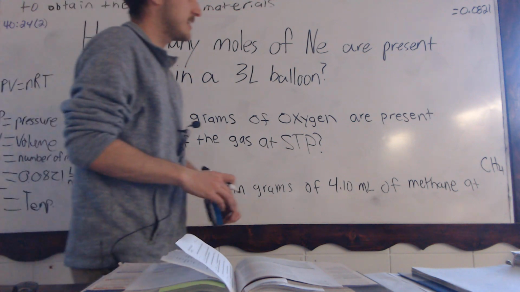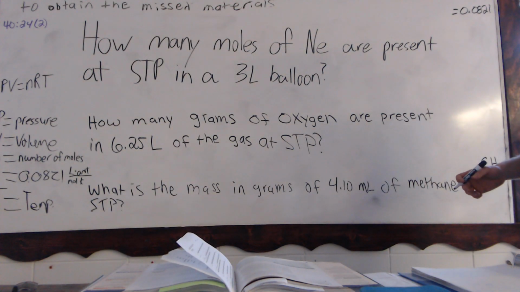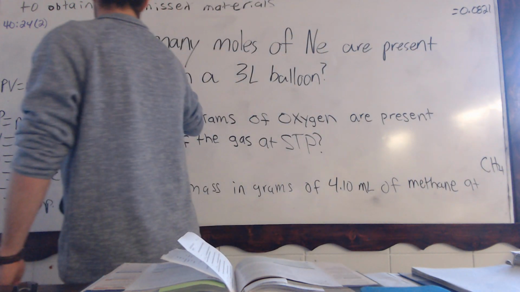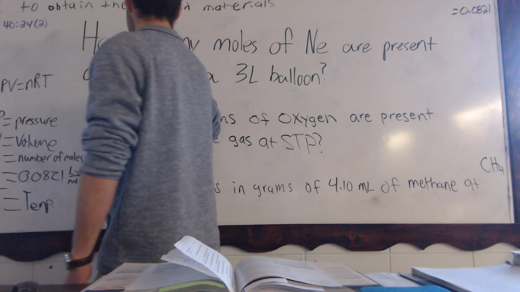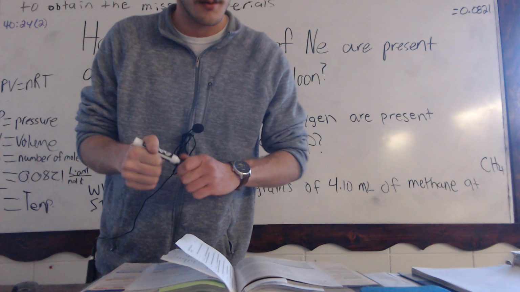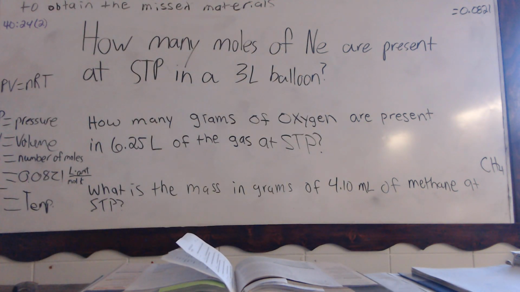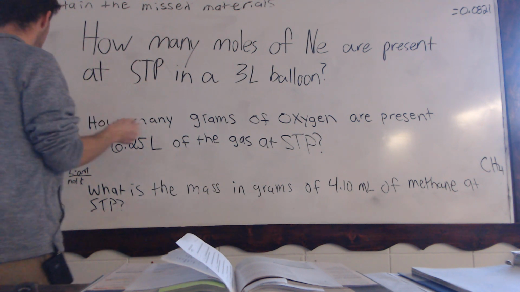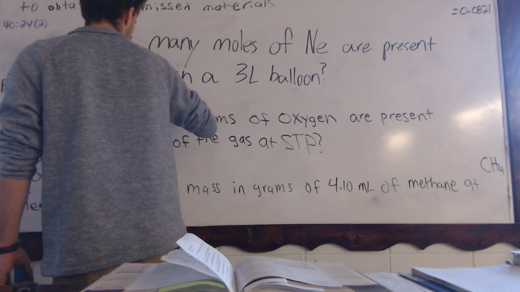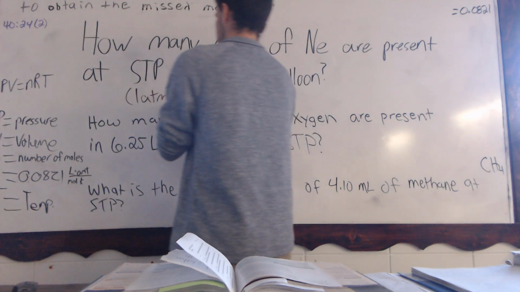How many moles of Ne are present at STP in a 3-liter balloon? Quite a few. So tell me how to do this. Pressure is 1 atmosphere. Okay, pressure is 1 ATM. So pressure is 1 ATM. How about volume? So volume is 3 liters.